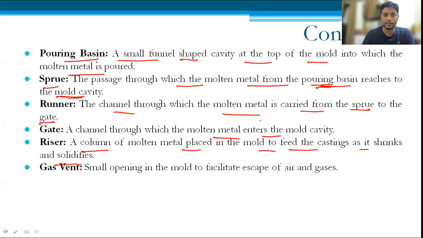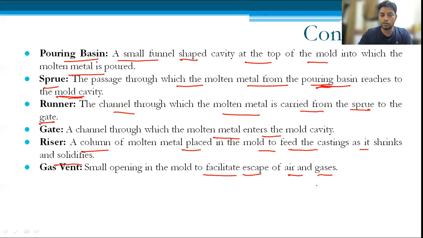Next is the gas vent. As I said, we use the gas vent to remove air and gases, or facilitate their escape. Otherwise, if there is no gas vent, the gases will become a part of the casting, and that will create a casting defect.